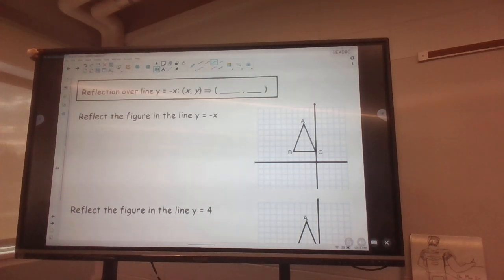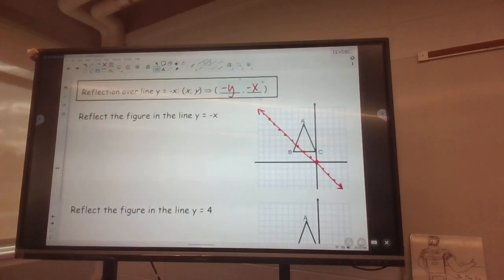reflecting in the line y equals negative x. So this is the downhill slope one. So this is our line that we're reflecting in. Obviously it can't be the same rule as the last one where we switch the x and y. What we're going to do is switch the x and y, and change both of their signs. So they're both going to flip, and they're going to change their signs.